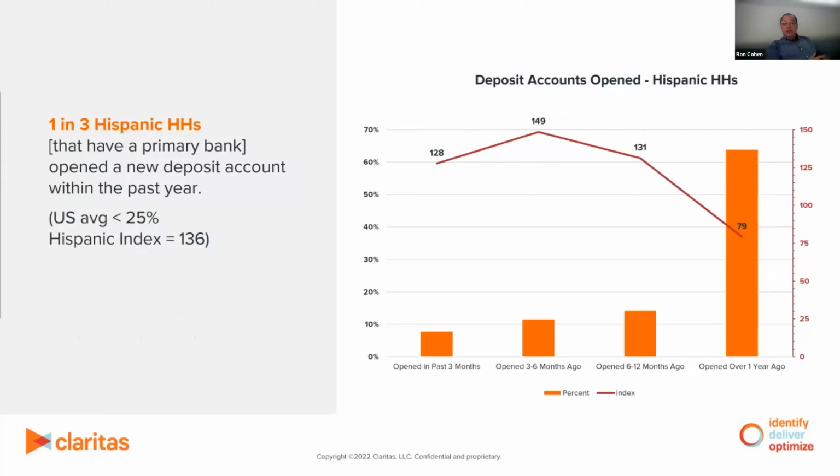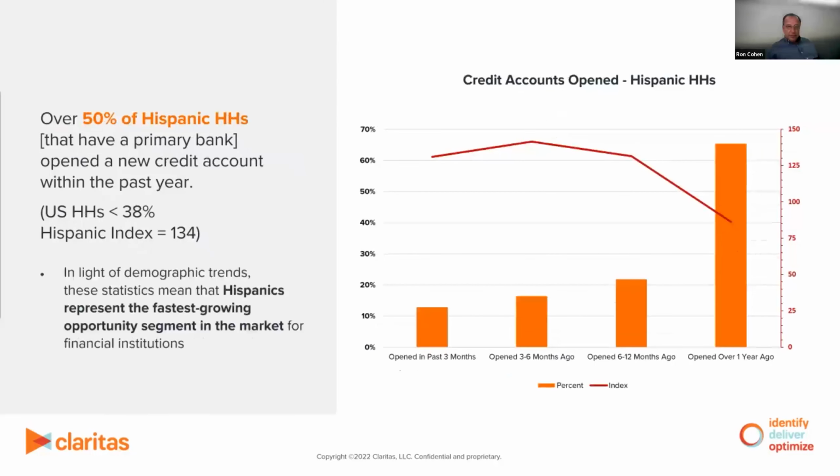Of the Hispanics that have a primary bank, 1 in 3 have opened a new deposit account within the last year. That's 36% above average. It's a lot of activity. Over 50% of Hispanic households that have a primary bank have opened a new credit account in the last year. That's an incredible amount of activity.